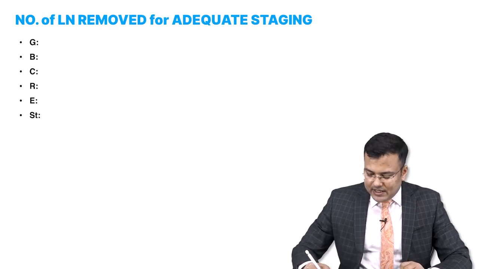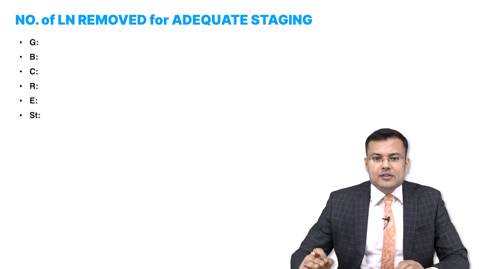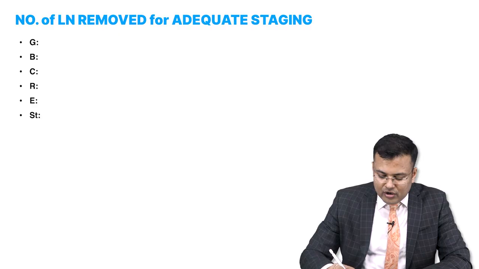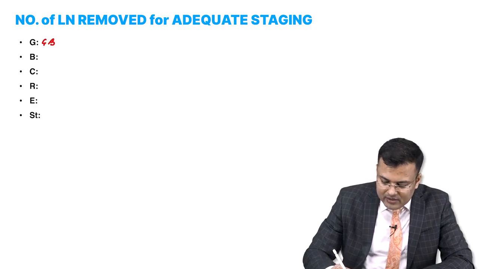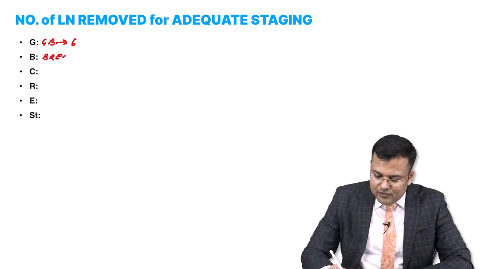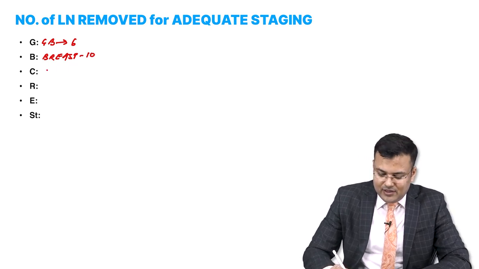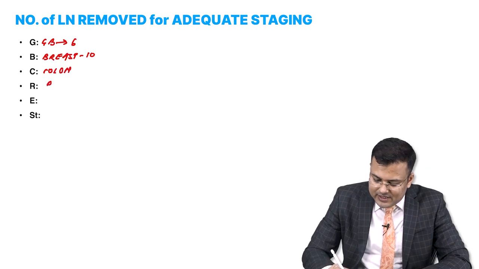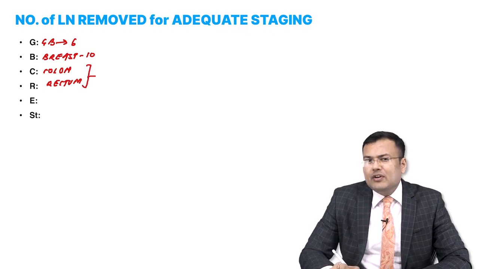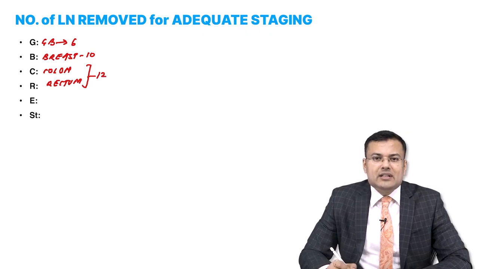Nowadays in exams they are asking what's the minimum or adequate number of lymph nodes removed for adequate staging. So how to remember? For gallbladder, G means gallbladder, how many lymph nodes? 6. For B, breast, how many lymph nodes are removed? 10. C means colon, R means rectum. Can you tell me how many lymph nodes are removed for adequate staging? 12. For esophagus, 15. ST means stomach, 16.